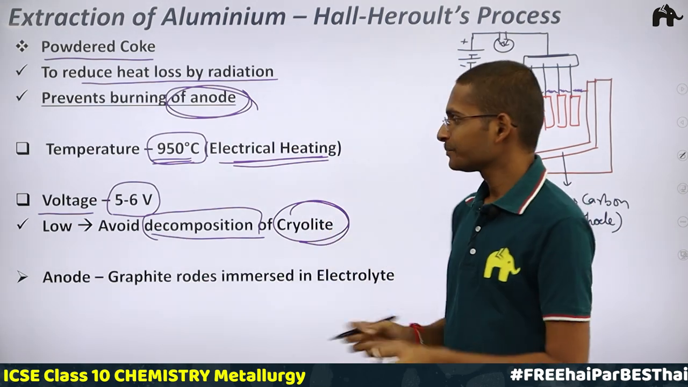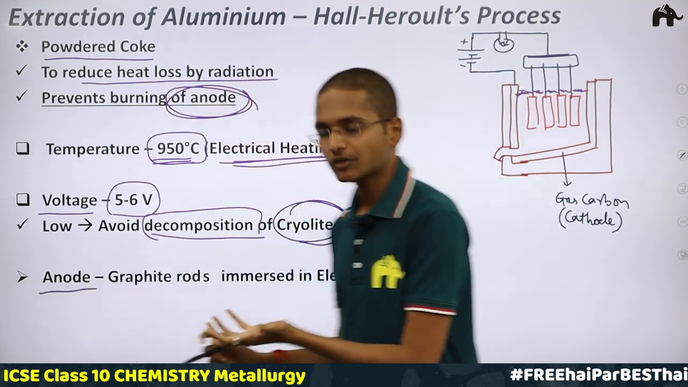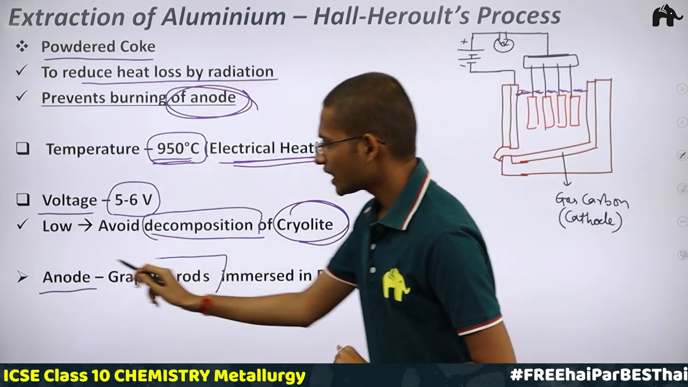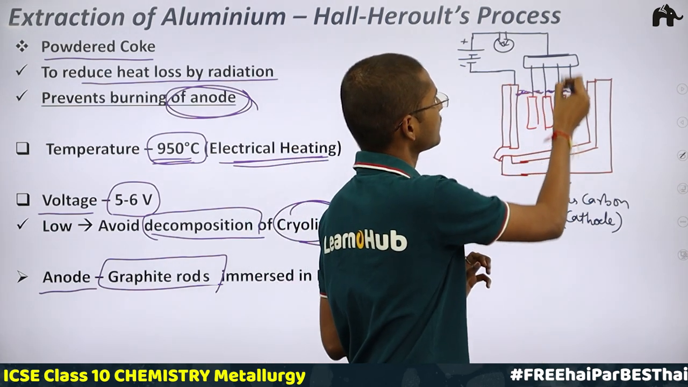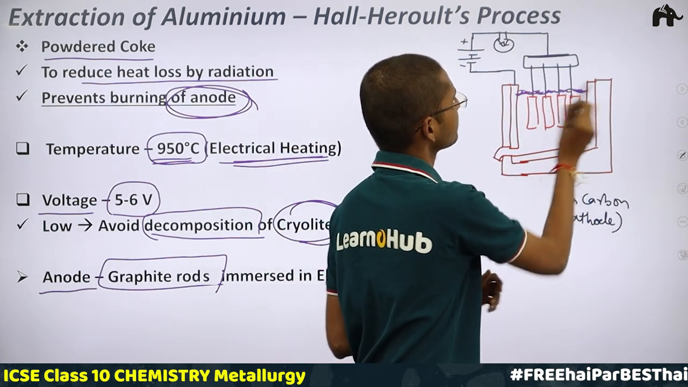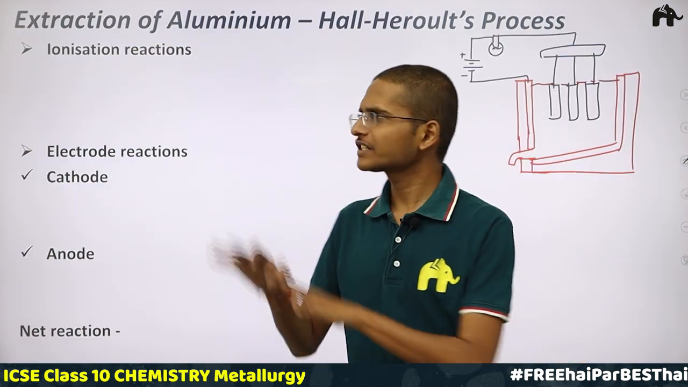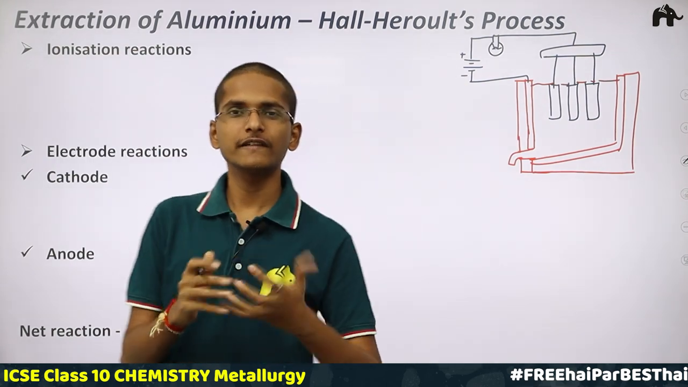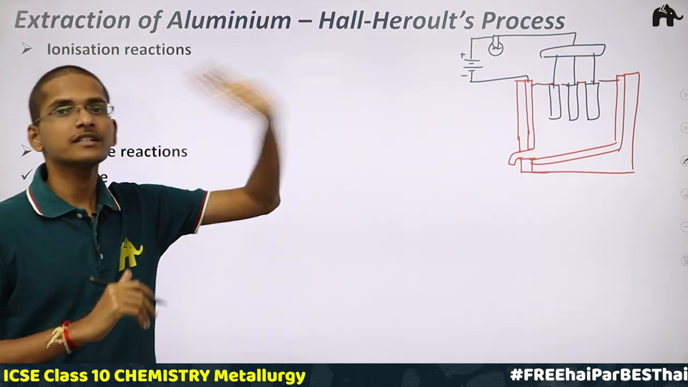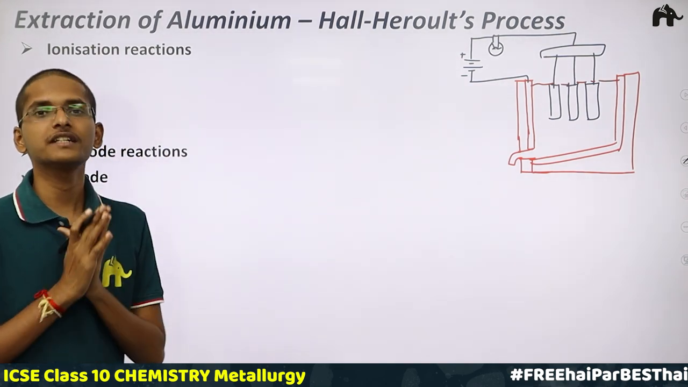We are like having control of things. And the last one is the anode. We have seen the cathodes; for the anode we are going to use graphite rods, and we are going to immerse those graphite rods into this electrolyte mixture. Very clear? That's it. Now let's quickly see the ionization reactions and electrode reactions. These reactions would help give an insight into what is actually happening in this electrolysis, how our aluminium is getting collected.